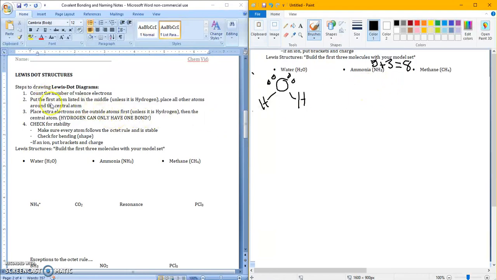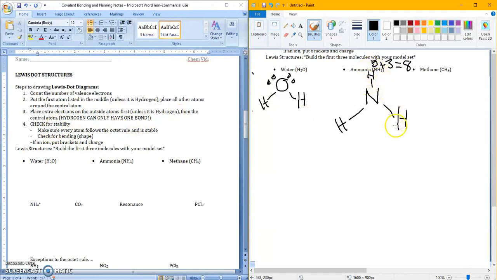Then, number 2, put the first atom listed unless it's hydrogen. The first atom is nitrogen. And place all other atoms around the central atom, as far apart as they can get, remember, because they don't like one another. So I'm going to put them apart so it looks like a triangle, as far apart as they can get. Number 3, place extra electrons on the outside atoms first, unless it's hydrogen, then the central atom.